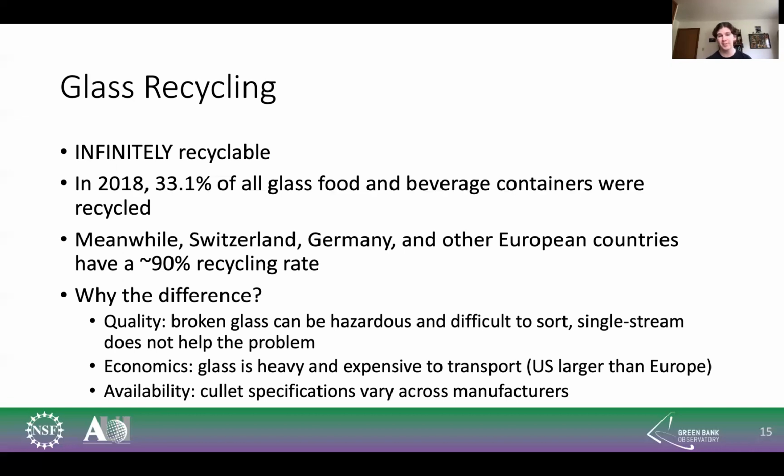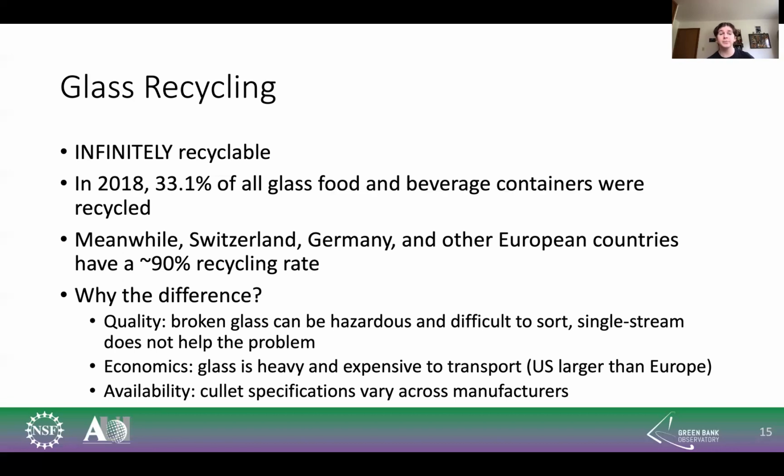Next is economics. Glass is unfortunately heavy and expensive to transport. This becomes an issue in the US, which just has such a greater surface area in which to deal with transporting all of these products. So unless the US has the same number of glass recycling facilities per land area, it means you have to worry about transporting all of this glassware much further.